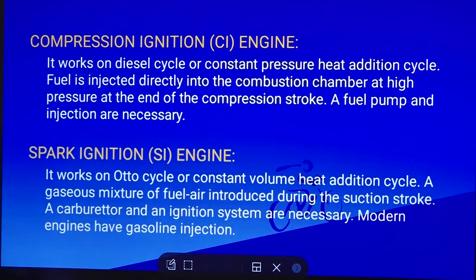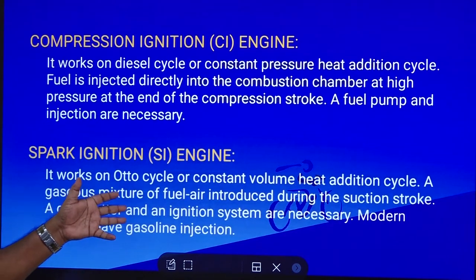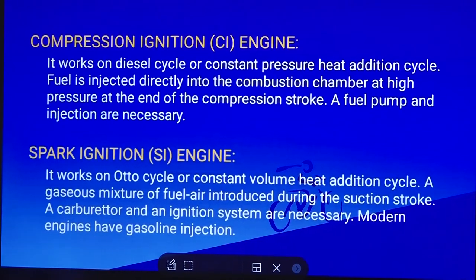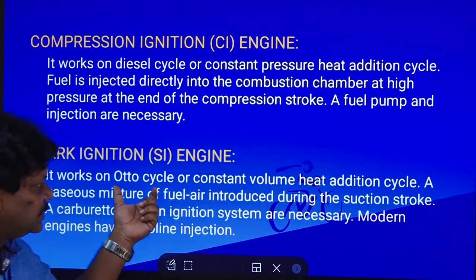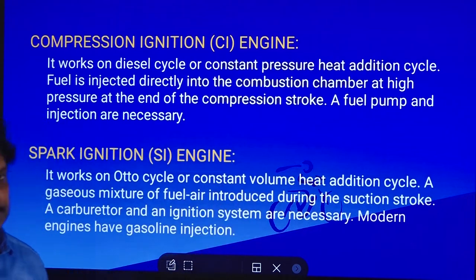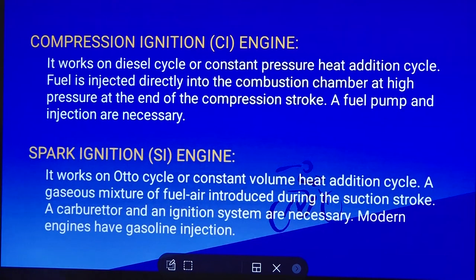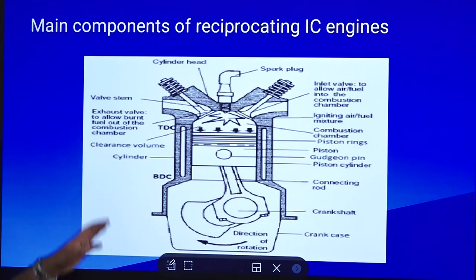And in case of SI engines, they work on the auto cycle, and mostly gasoline engines are spark ignition engines. It works on the auto cycle, or otherwise it is called the constant volume heat addition cycle. Here a gaseous mixture of fuel and air is introduced during the suction stroke, and a carburetor and an ignition system are necessary. Modern engines have gasoline injection. So these are the main components.